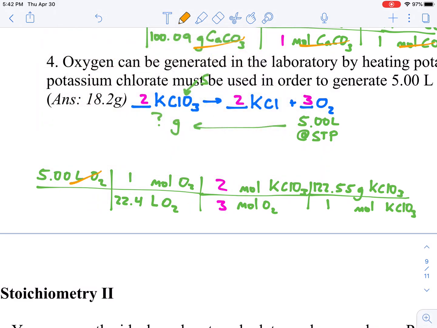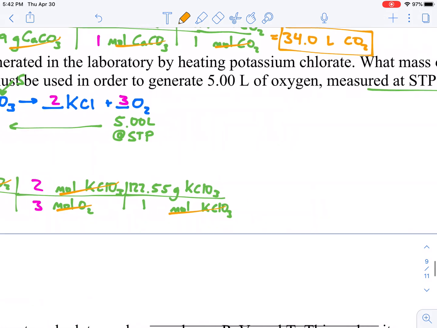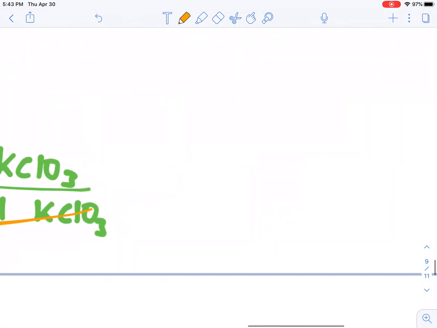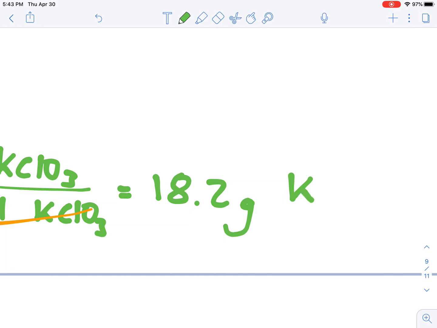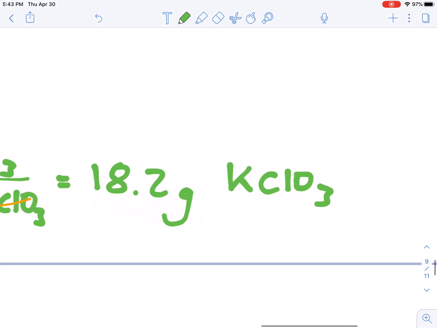You'll notice that our liters of oxygen cancel, our moles of oxygen cancel, our moles of potassium chlorate cancel. At the end of the day, with sig figs, you will be left with 18.2 grams of potassium chlorate required to give you those 5 liters of oxygen that you're looking for in your reaction.